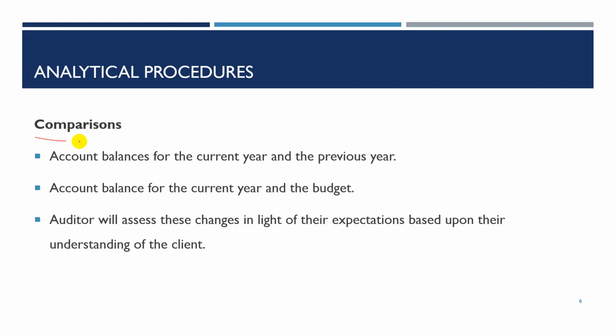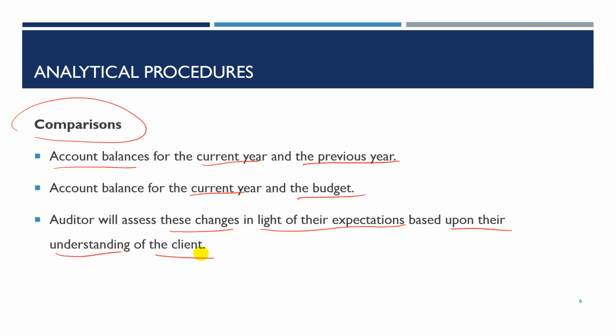Simple comparisons are made between account balances for the current year and the previous year, and the current year and the budget. When comparing account balances from one year to the next, significant changes are tracked and investigated further by the auditor. The auditor assesses these changes in light of their expectations based upon their understanding of the client and any changes experienced over the past year.